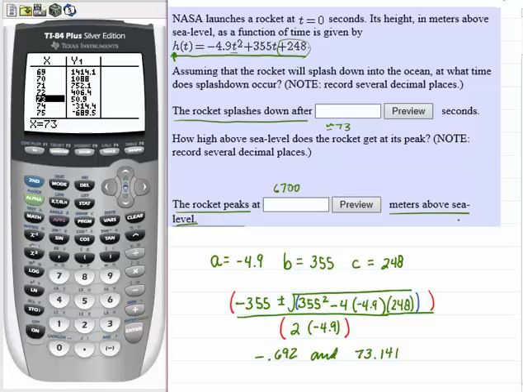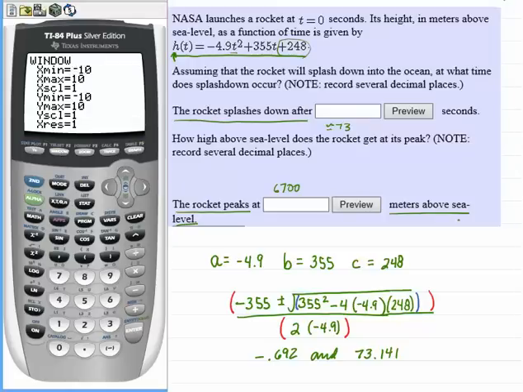Now I want to get more exact answers, and I'll go ahead and do that. But now this will help me set up my window for graphing it. So I know that the number of seconds can't go below 0, but if I want to see kind of to the left of the y-axis, I could go negative 10 seconds, I suppose.